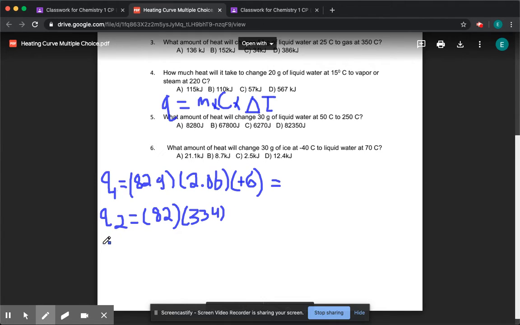Okay. Step 3, now we have to heat up the water. How many grams do we have? Again, the grams is always going to be 82. Now, what is the heat capacity of water? That will be 4.184.